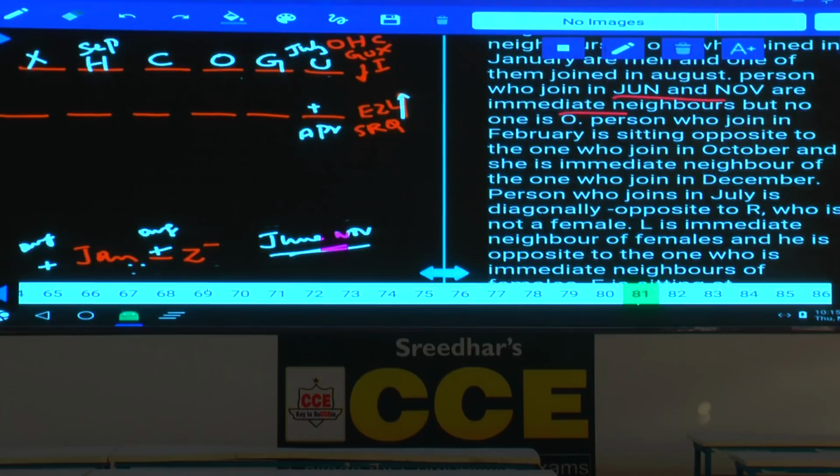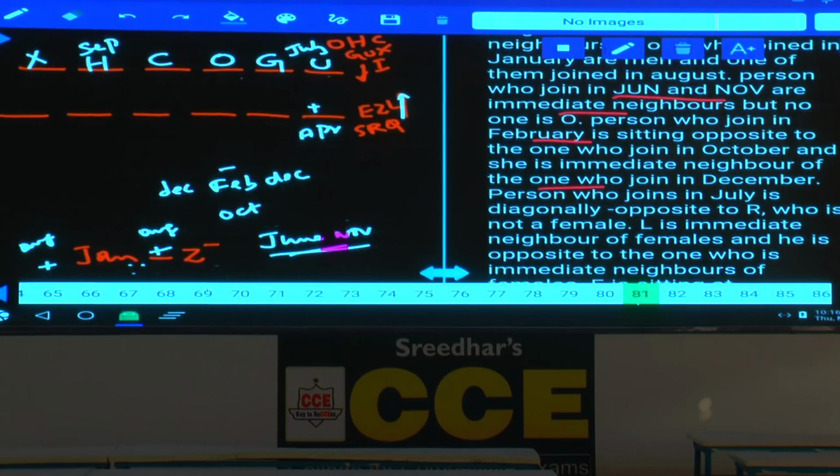Then next one, the person who joined in February is sitting opposite to the one who joined in October. Feb and October, in any order, are opposite to each other. And C, here we are talking about the one who was born in Feb. And that Feb is sitting opposite to the one who joined in October. And she is an immediate neighbor of the one who joined in December. Clear now? February and December are adjacent to each other, and February and October are opposite to each other, and June and November are adjacent to each other.